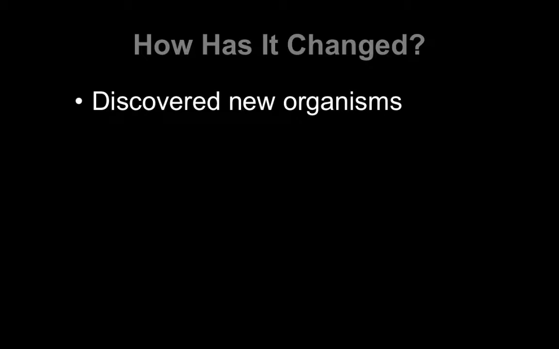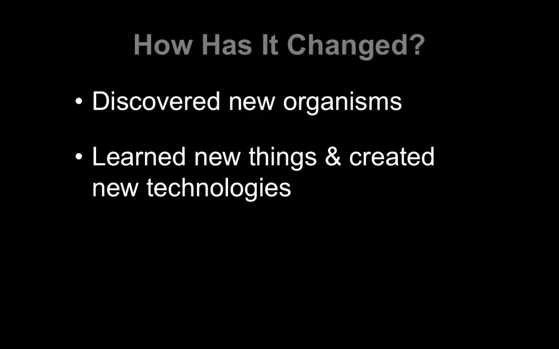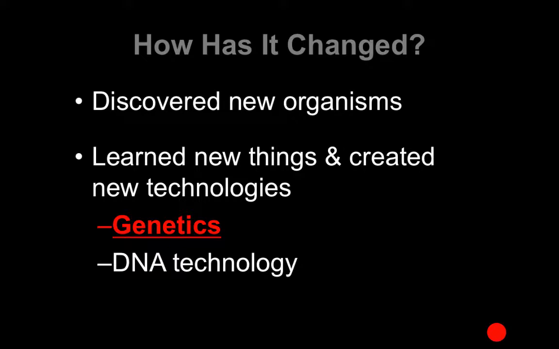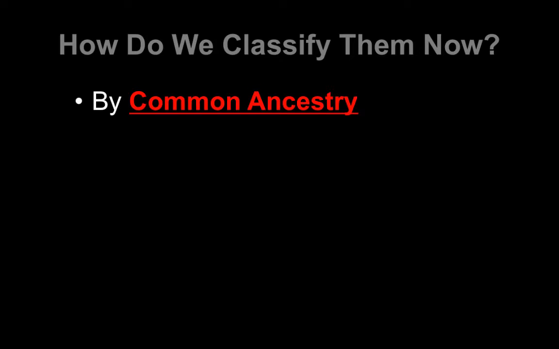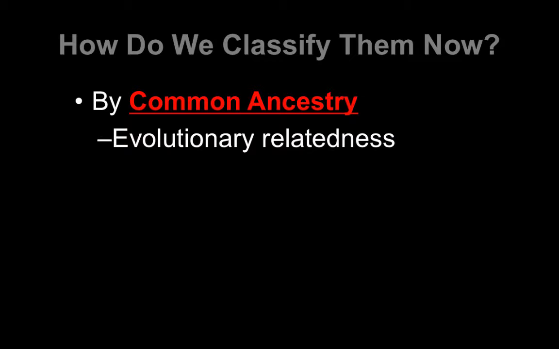And so, as time has gone on, we've discovered a lot of new organisms. We've learned a lot of new things and created a lot of new technologies, especially genetics, learning about genetics and evolution, and then creating technologies whereby we can compare DNA, like DNA fingerprints, which we'll look at here in a minute. So nowadays we classify organisms by common ancestry. Another way to think about this is evolutionary relatedness. So how related are they evolutionarily?